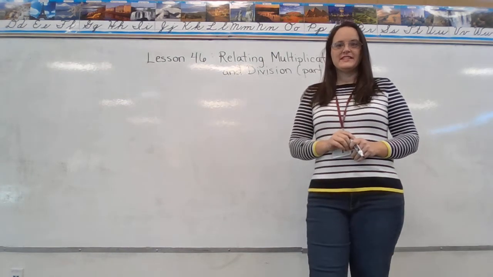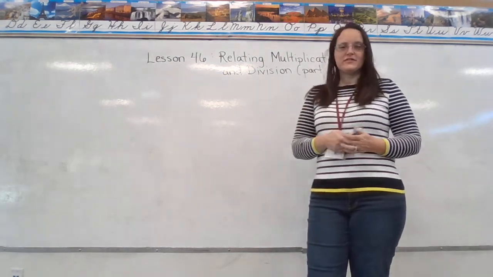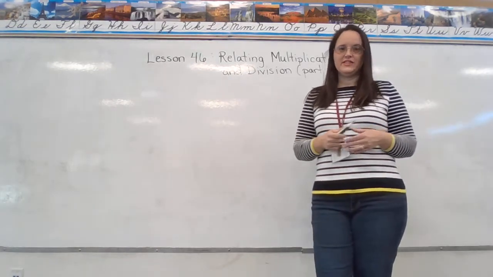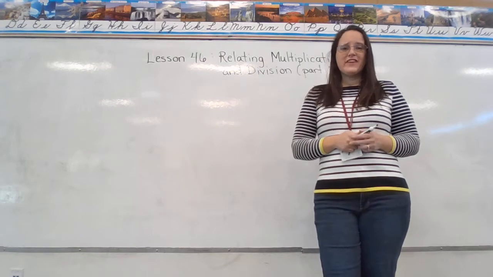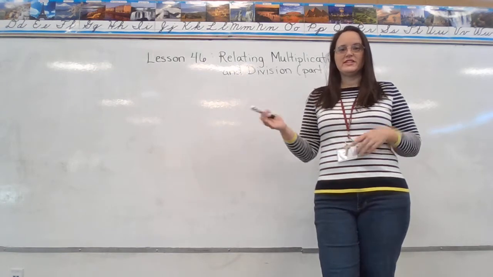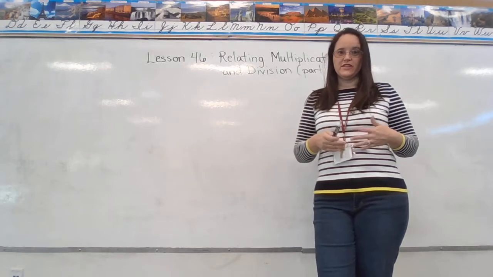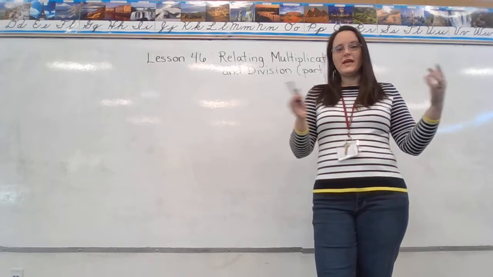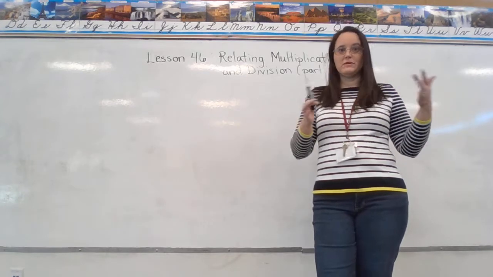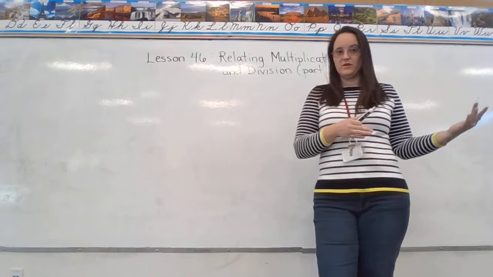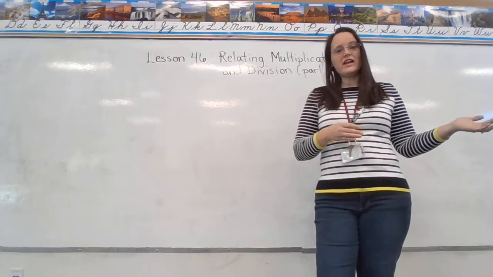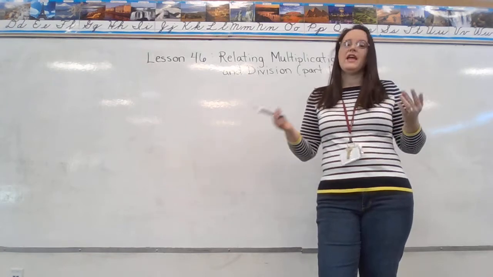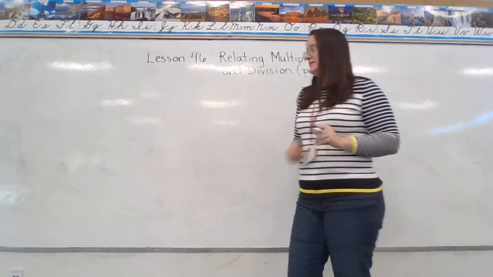Hi class, today we are in Saxon Math, Book 4, Lesson 46, and we're going to talk about how multiplication and division are related to each other. This is very similar to how addition and subtraction are related. If we say 4 plus 2 is 6, we can take away one of those addends and say 4 plus blank equals 6. Then you would use subtraction to undo the problem, and you would say 6 minus 4 equals 2 to figure out that missing addend.